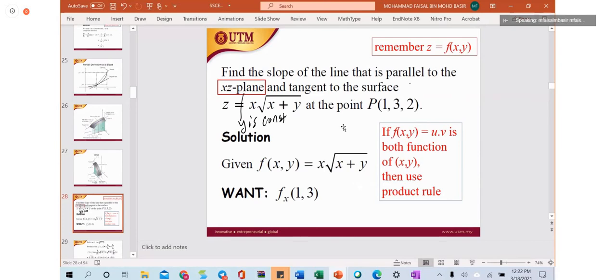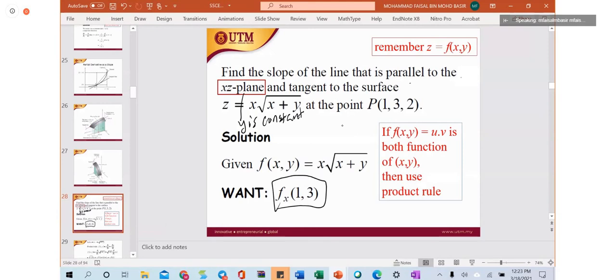And tangent to the surface. Tangent surface means you have to differentiate that at the point (1, 3). If the line is parallel to the xz plane, y is constant. Y is a constant means you have to differentiate with respect to x. This is the main thing. Easy. Okay? So what you have now, z equals to this.